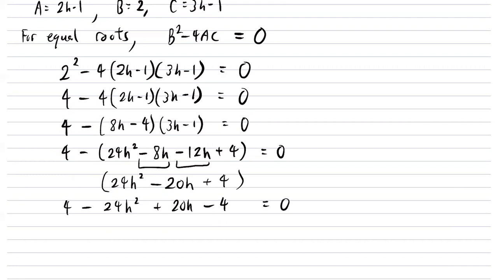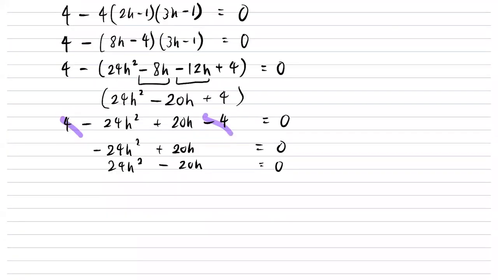Equals to 0. Anything to cancel? Yes, 4 and minus 4 cancel off. You're left with minus 24h squared plus 20h equals to 0. I'm scared of minus sign, so I multiply by negative throughout. So I'll get 24h squared minus 20h equals to 0. Any common factors? Yes, I see that there's a common factor of 4. So I divide throughout by 4, I get 6h squared minus 5h equals 0. Any other common factors? Yes, there's an h. So factor out the h, you get h times 6h minus 5.